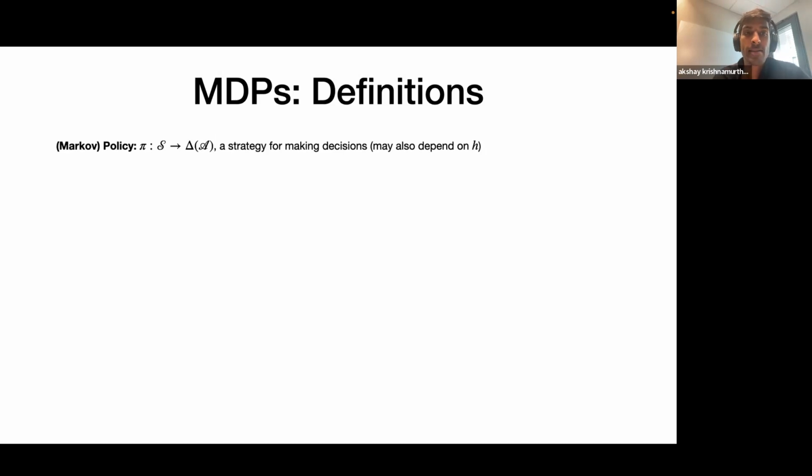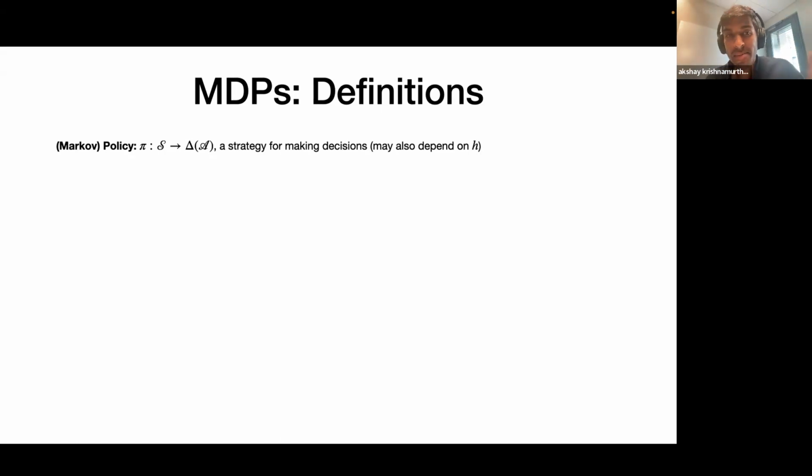And a policy is a mapping from the state space to the distributions over actions. And you can think about this as just some strategy for making decisions. You're in some state. The policy is recommending that you take some action or some distribution over actions. You can decide to follow the policy or not. Right. So that's just some strategy.